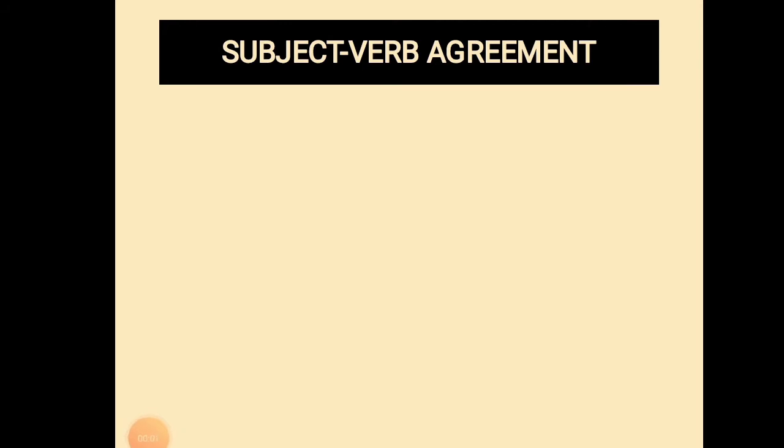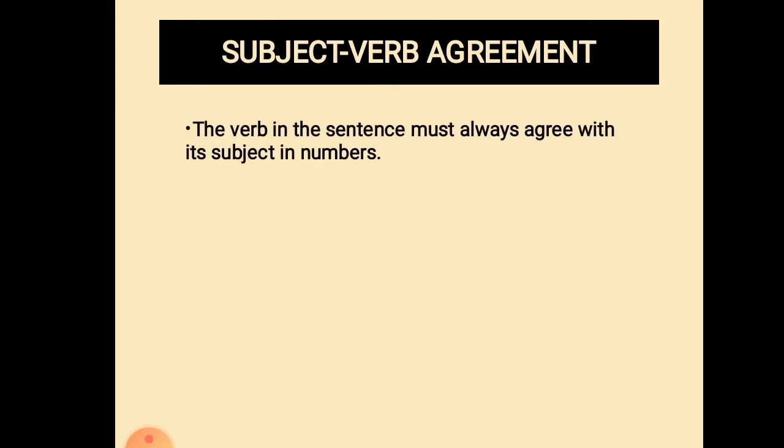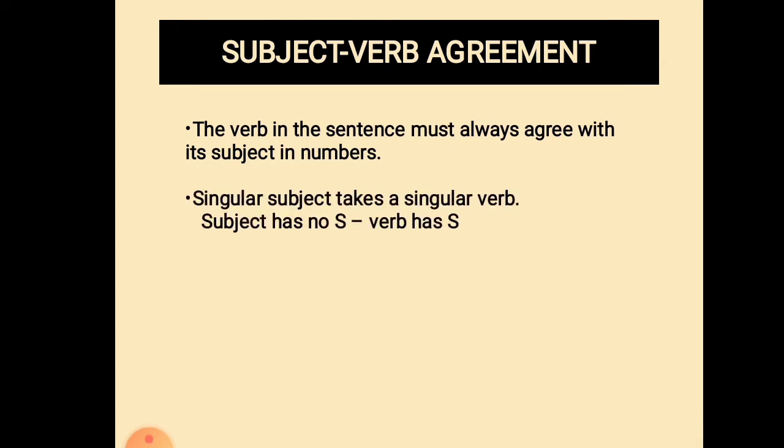Alright, so this is the part two discussion about subject-verb agreement. Same thing, the ultimate rule of this is the verb in the sentence must always agree with its subject in number. Again, the verb in the sentence will always be the one who would agree with the subject in the sentence. So in that case, the singular subject takes a singular verb.